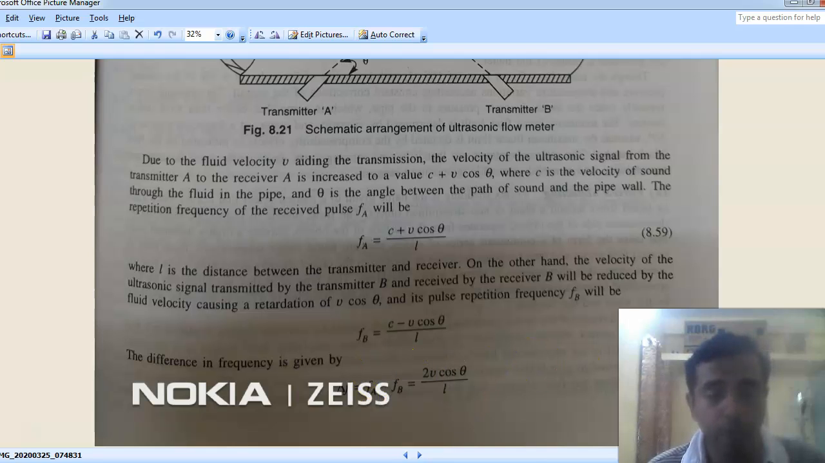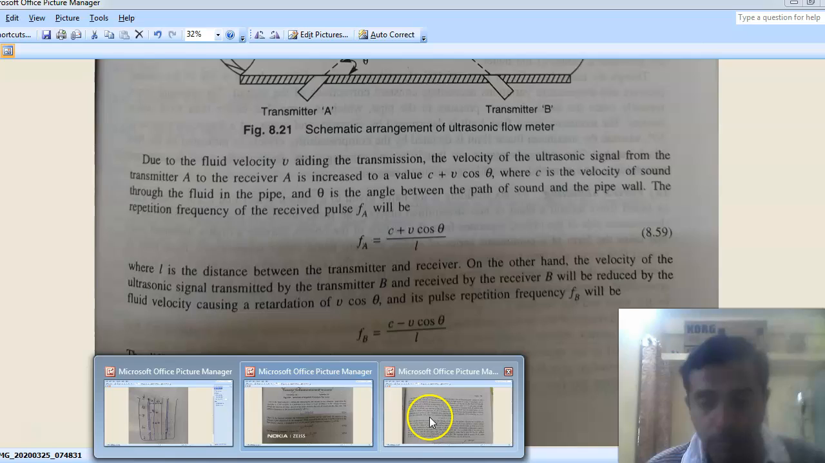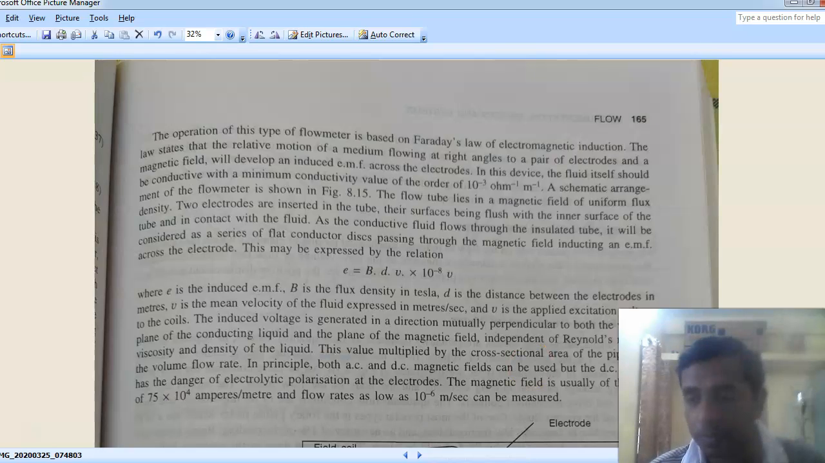Okay. Now we'll move on to the next one, that is the electromagnetic type of flow meter, where it uses the principle of dynamically induced EMF. What is dynamically induced EMF? We have a conductor moving inside a uniform magnetic field. What is statically induced EMF? There the flux is moving, conductor is constant. Here the flux is constant, but the conductor is moving.